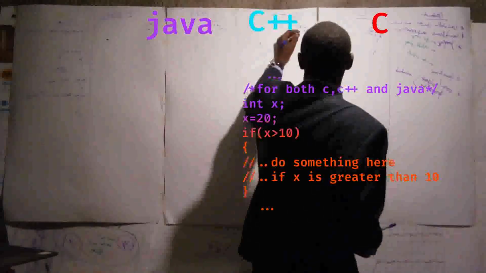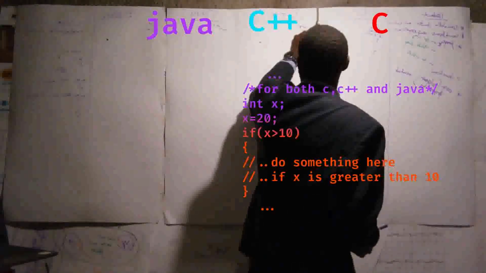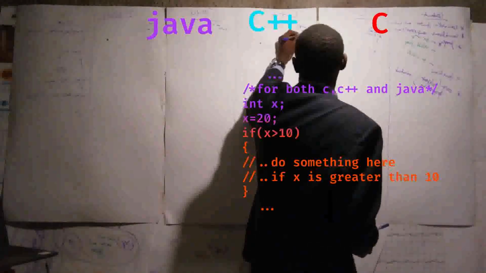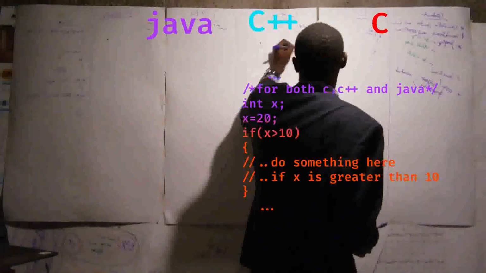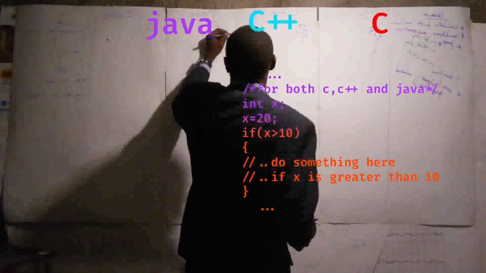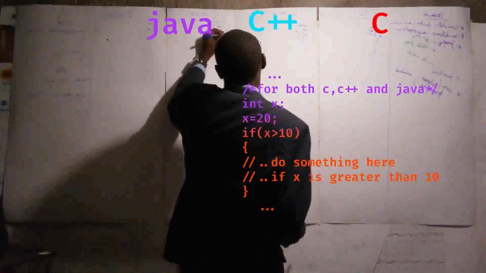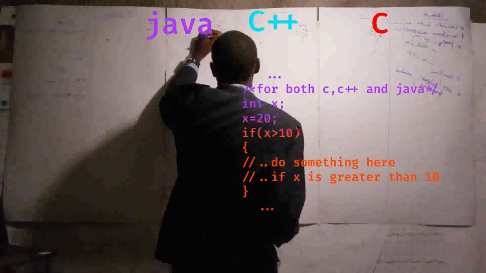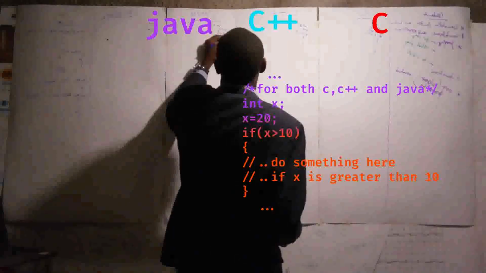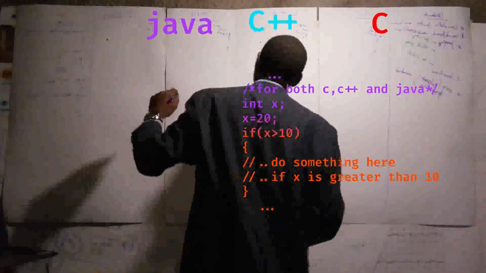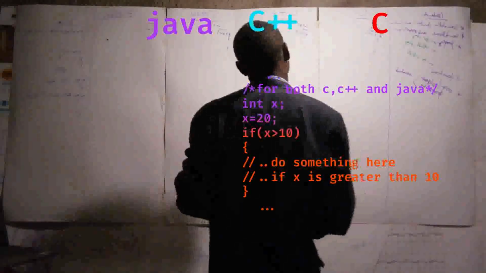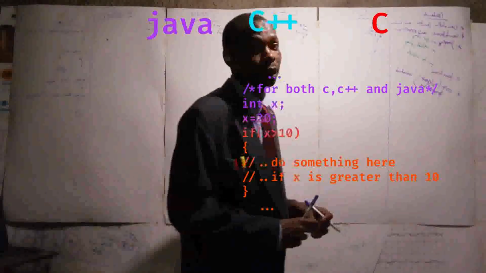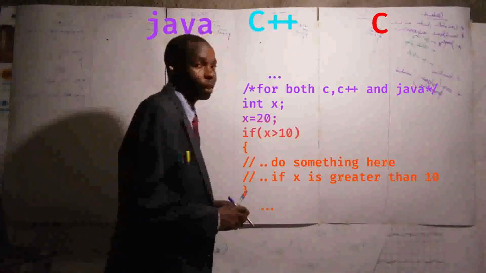If x is greater than 10, open. And in Java it's the same: if x is greater than 10. For C, C++, and Java, the conditions and expressions are the same; you write the same code.